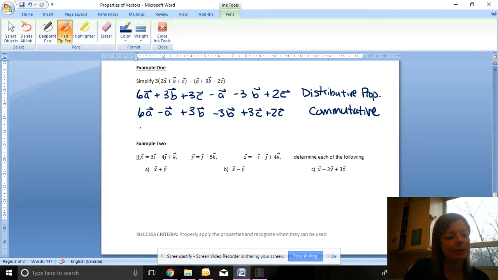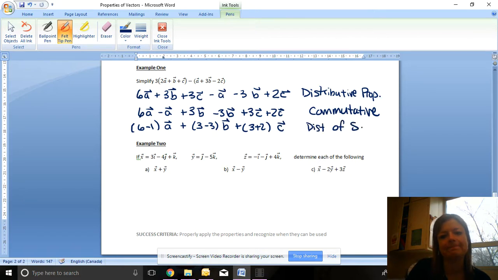Okay, now this is kind of a weird one to understand, but technically when we collect like terms, we're really collecting the coefficients or the scalars. So we don't usually write it like this, but really this is what's going on. So this is the distributive property of scalars. Okay, and then you just get your 5a, b goes away because it comes up with 0 vector, plus 5c.